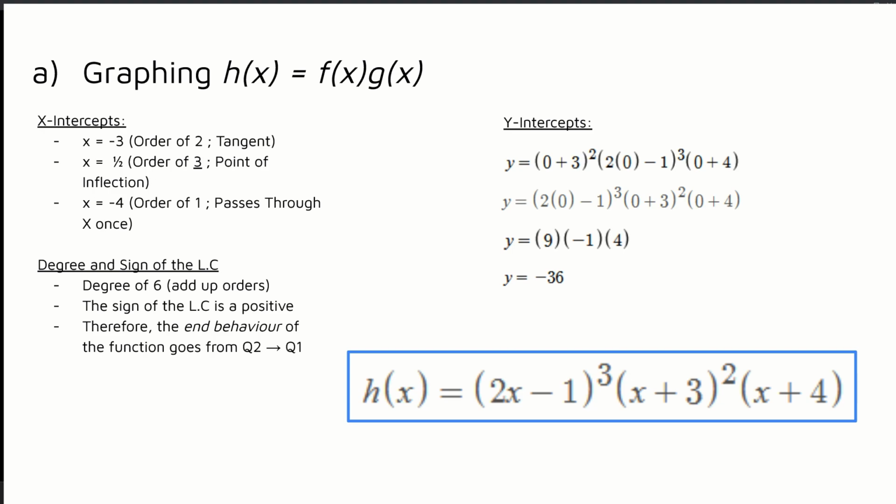You also have to consider the leading coefficient. The leading coefficient in this case comes from 2x minus 1 because of that order of 3. So now you have to look at the x-intercept. The x-intercept for the leading coefficient is 1 over 2. The sign is positive. So you have an even function with a positive end behavior. In even functions, when it's positive, the end behavior goes from quadrant 2 to quadrant 1. If it was negative, it would be quadrant 3 to quadrant 4.